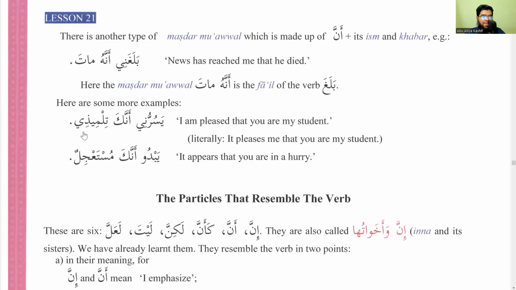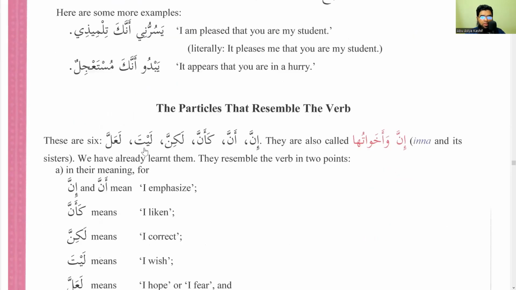Like yasurruni annaka tilmidhi, it pleases me that you are my student. So yasurru is the fi'l, sarra yasurru, and this is maf'ul bihi. Fine, where's the fa'il? This whole thing is the fa'il. Right? This is just extra i'rab, right? Where to identify fa'il and all, very difficult if you don't know this rule. Like yabdu annaka mustajilun, it appears that you are in a hurry.